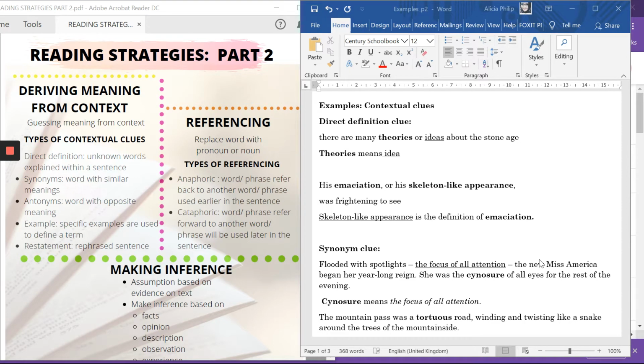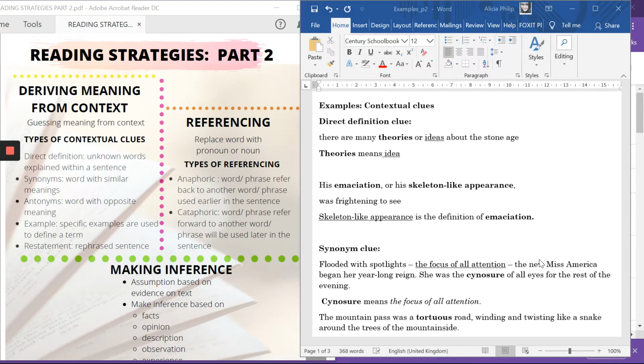Good day, everyone. So today we will be looking at the second part of reading strategies. What I have done here is to identify three more reading strategies that you need in order to do well for your reading test. So now let's look at the three. What are the three different reading strategies that I have enlisted? The first one is deriving meaning from context, referencing, and finally, making inferences.